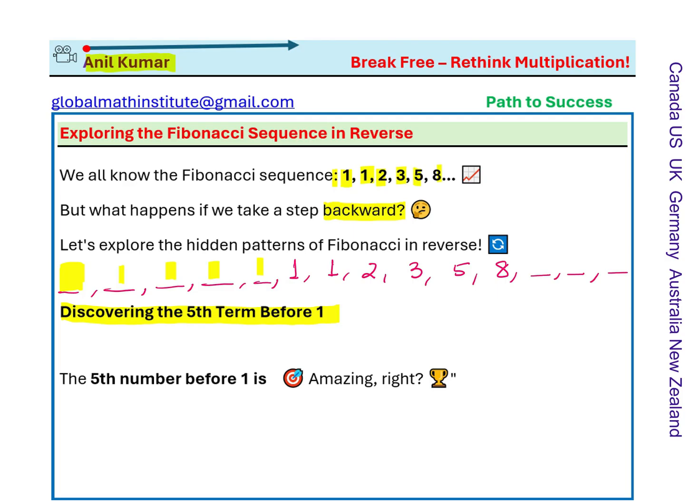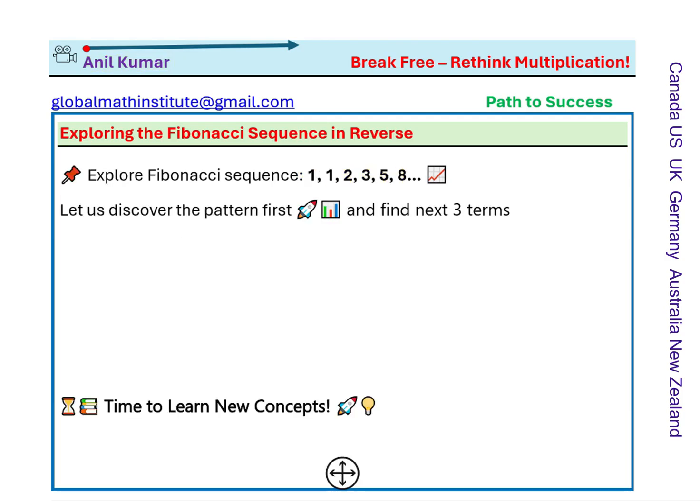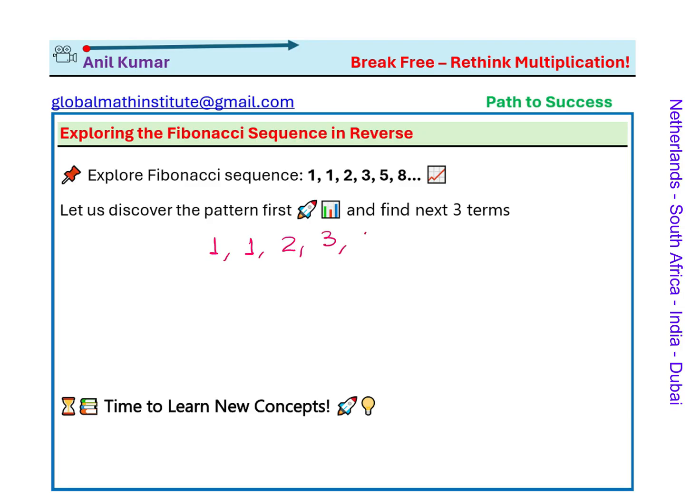Perfect. By now, you must have explored this sequence. Now, let's look into it, right? So, let us discover this particular pattern, which is given to us as 1, 1, 2, 3, 5, 8. What is the next term? And how do we get this term?